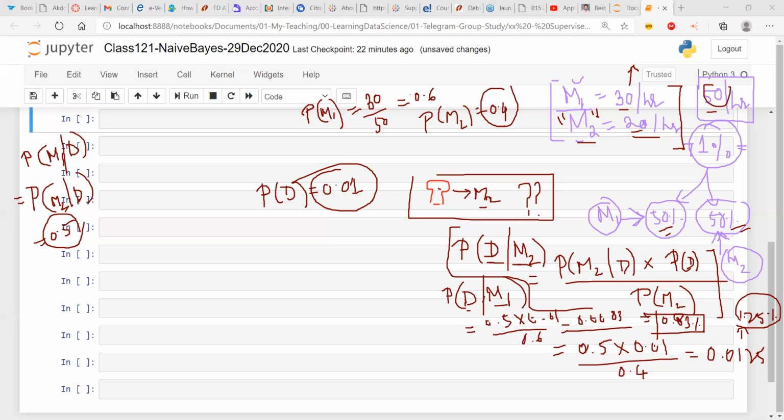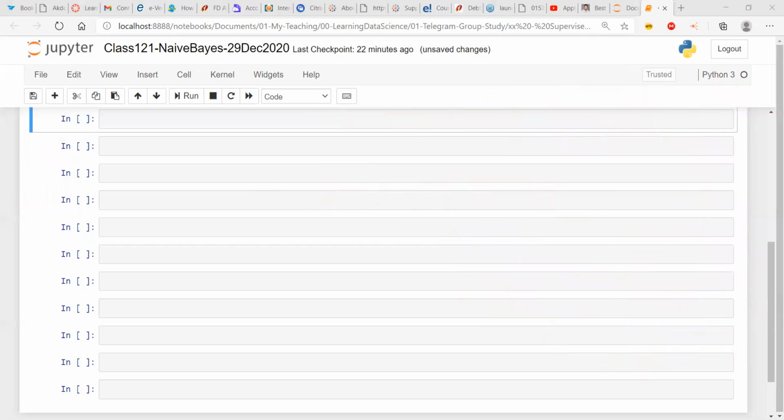Hence, my null hypothesis that there is something wrong with M2 cannot be rejected. In terms of hypothesis testing, I cannot really reject my original assumption that there is something wrong with M2, or that the person who is running machine M2 is not doing it in an efficient way. This is the way we calculate the conditional probability, the way we entirely calculate conditional probability related things.